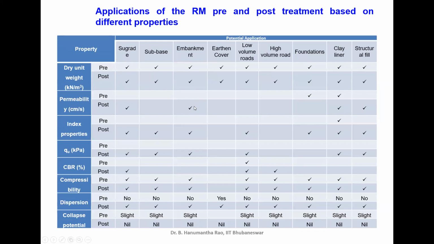This is a beautiful table, and everyone should make one. It includes compaction, permeability, index properties, strength, CBR, and settlement. Additionally, you can also include dispersion and collapse potential. You can also include some leachability characteristics.